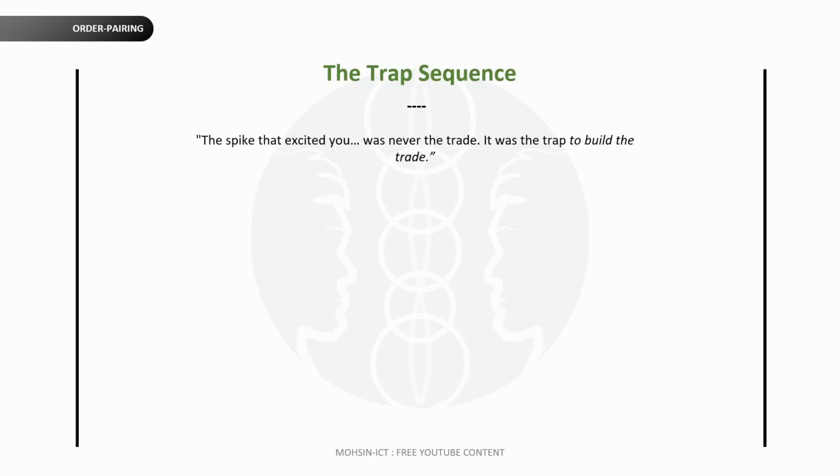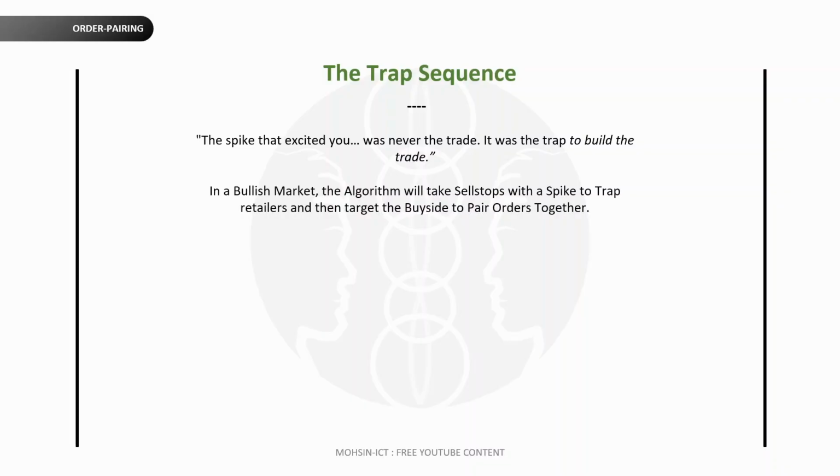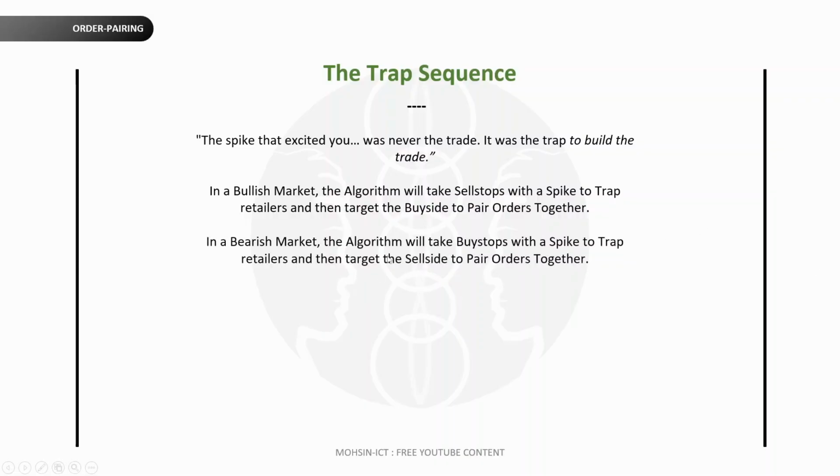The trap sequence: the spike that excited you was never the trap. It was the trap to pull the trade. In a bullish market, the algorithm will take sell stops with a spike to trap retailers and then target the buy side to pair orders together. So we are taking the sell stops below a low and then we are going to go high to pair them up with the buy stops. In a bearish market, the algorithm will take the buy stops above a previous high and then pair them up.